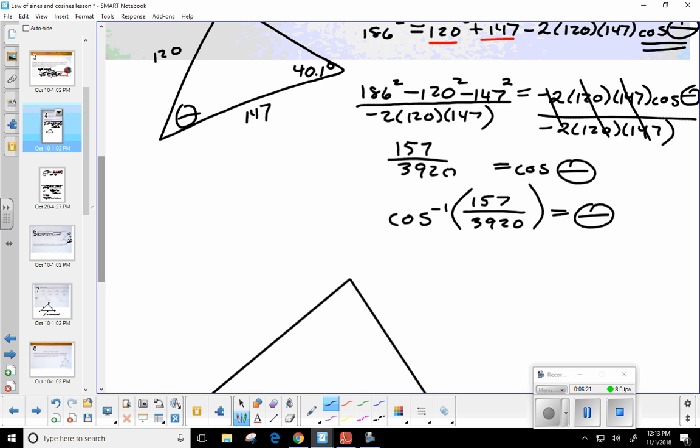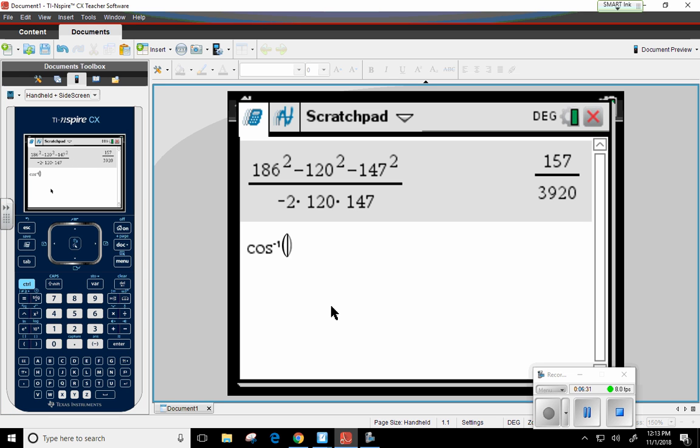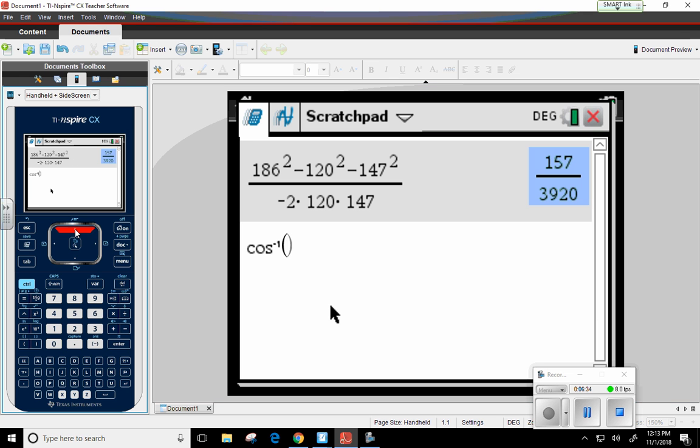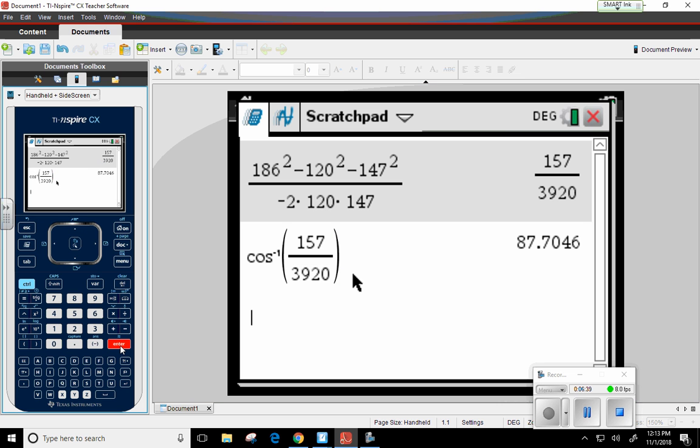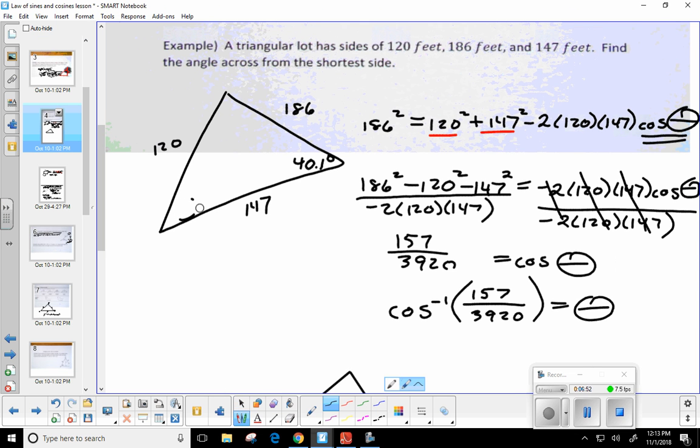Okay. Now, as far as what we do in the calculator, well, that's pretty easy. All right. I'm just going to go to trig. Remember, that's right next to 7. And you'll notice in the second row, this is where all your inverse trig functions are. So I'm just going to go ahead and type in cosine inverse. I'm going to highlight the previous one, or you could type it in again if you want to. But now I'm going to go ahead and push enter. So I'd say that angle is probably about 87.7. Okay. About 87.7 degrees. There we go. Just like that.